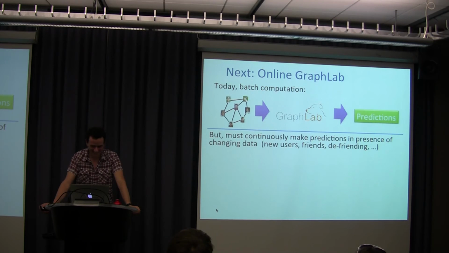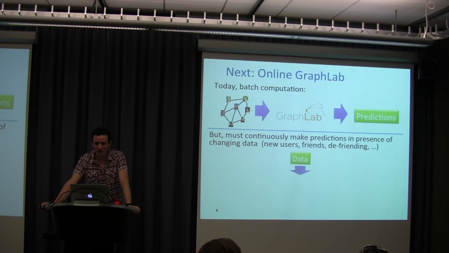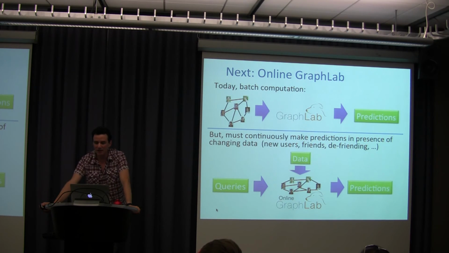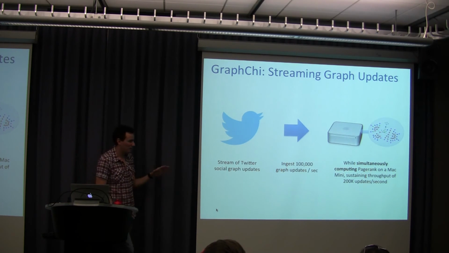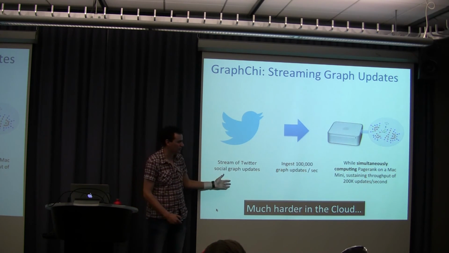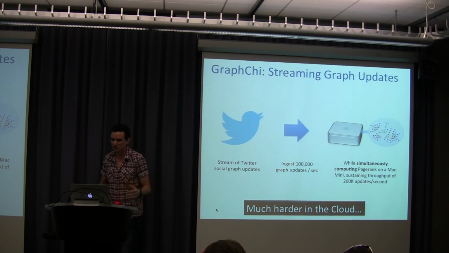So edges are lost. And so you can think about data streaming into some online system and queries streaming at the same time, and you want to make online predictions. And with GraphChi, we have a first version of an online version of GraphLab, but on a single machine, but it's very hard to do this in the cloud. So I'm very interested in that problem from a system perspective.